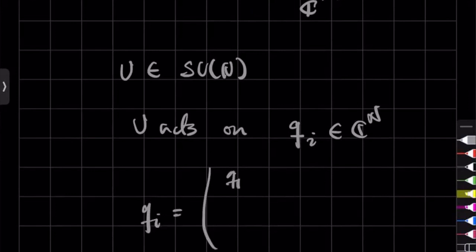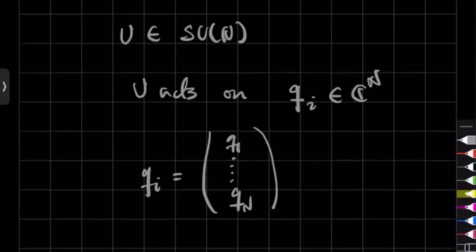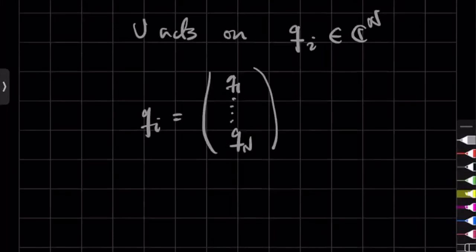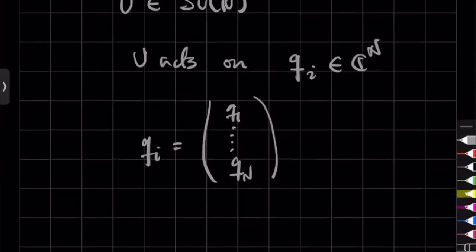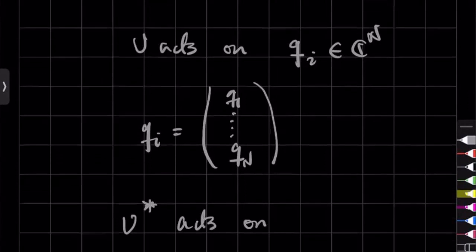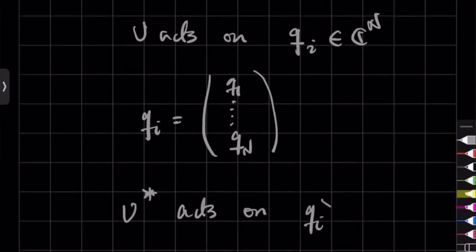What is Qi? Qi is a set of complex numbers. Okay. So suppose U acts on Qi in C^N. Okay. And U star acts on Qi star, where this is complex conjugated.